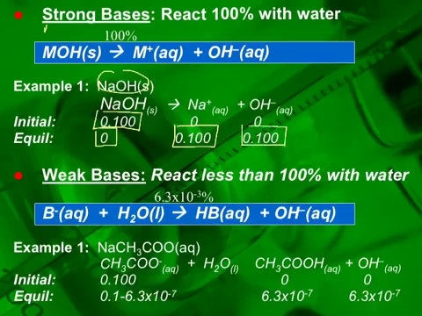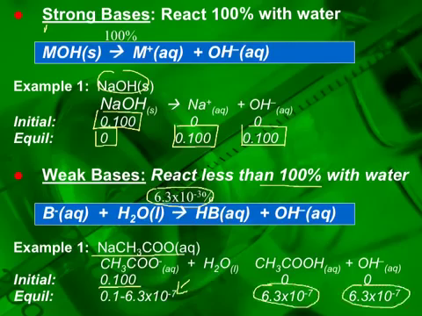However, a weak base dissociates or ionizes less than 100%. So for example, with sodium acetate, this reaction only happens to 6.3 times 10 to the minus 3%. So if the initial concentration of acetate is 0.10, at equilibrium you have a concentration of 0.1 minus 6.3 times 10 to the minus 7 moles per liter. If that much acetate has reacted, you also get the same amount of acetic acid and hydroxide.